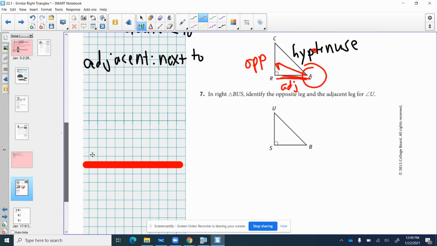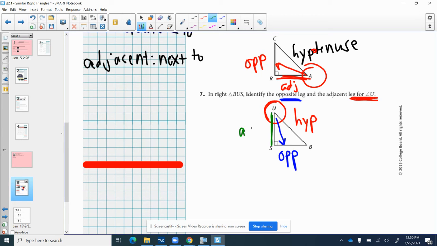Okay. So in number 7, again, if we're looking at now triangle BUS, we are going to look for angle U, right? So we're going to circle angle U. And again, we know the hypotenuse is here, so we'll still label that. And the opposite leg of angle U then is the one across from it. So in this case, that is SB is the opposite, and the adjacent then is the leg that is next to it, and not the hypotenuse, but still next to it. This would be your adjacent leg.